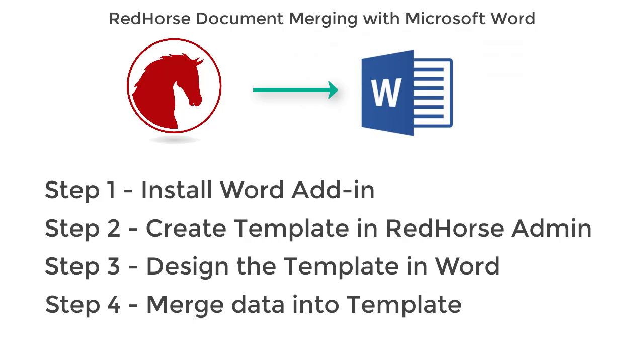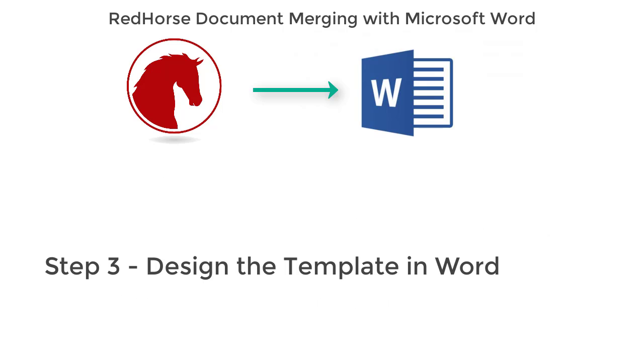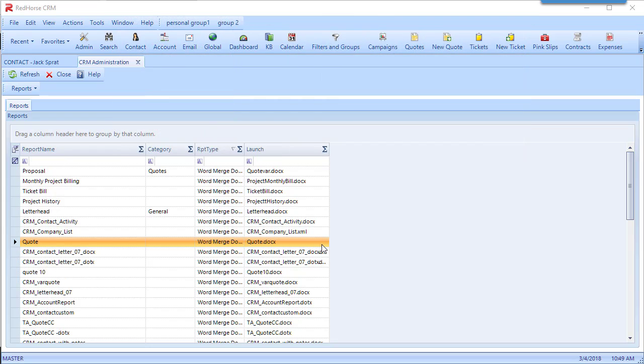This video will address step 3. The Word add-in is installed. A template has been added to RedHorse in the Administration Center. And now we are ready to design the template and add merge fields. This is a quote template that I'm going to use to show you how to add merge fields. It has the data areas already added to the template, which we saw in another video in this series.